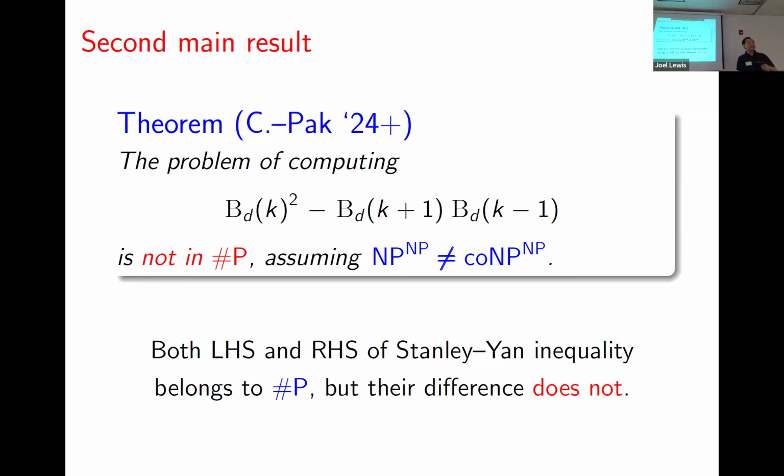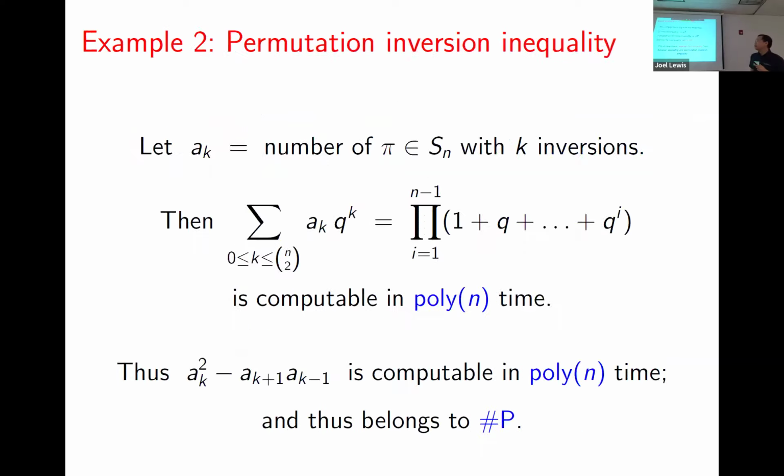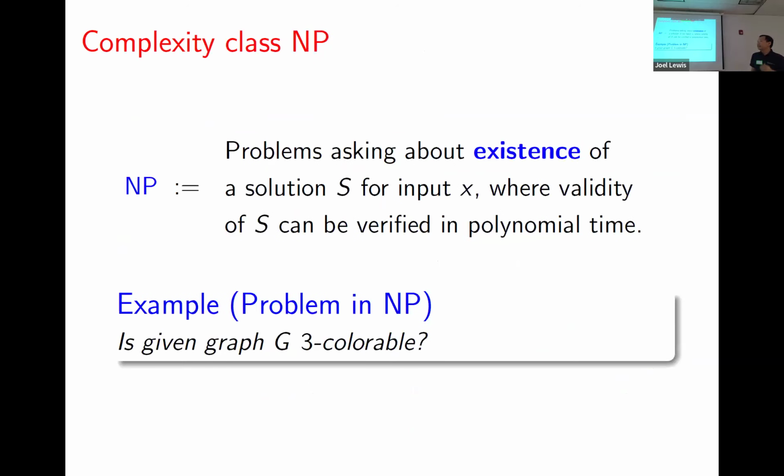Everybody happy? Okay. If everybody is happy, then let me just explain the assumption. What do I mean by NP to the power of NP not equal to coNP to the power of NP? To do that, again, our basic starting point is NP, which is the class of problems asking for the existence of a solution given an input, where these solutions are verifiable in polynomial time.